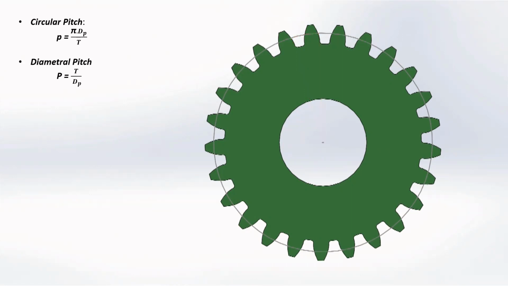Diametral pitch. Diametral pitch is represented by capital P and is equal to number of teeth divided by the pitch circle diameter. Module is the ratio of pitch circle diameter to the number of teeth. And mating gears in an assembly must have the same module.